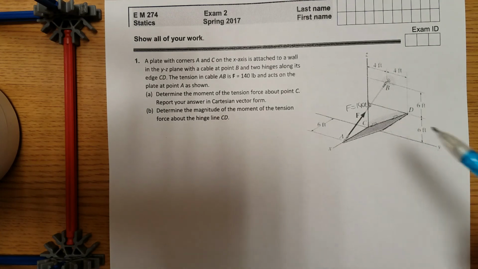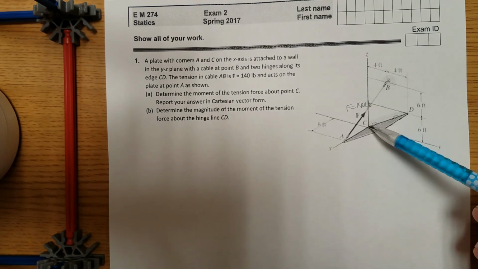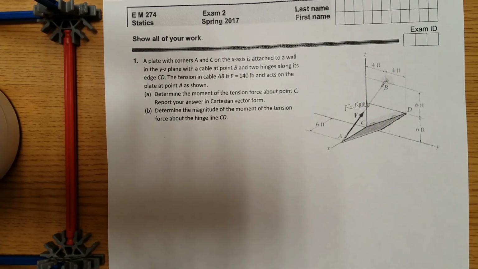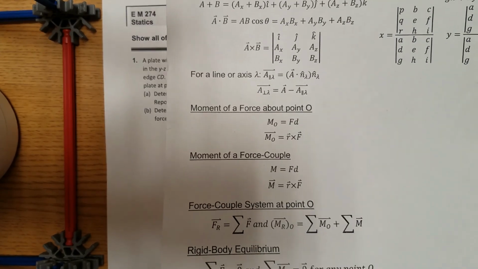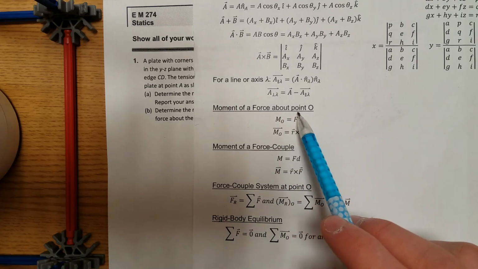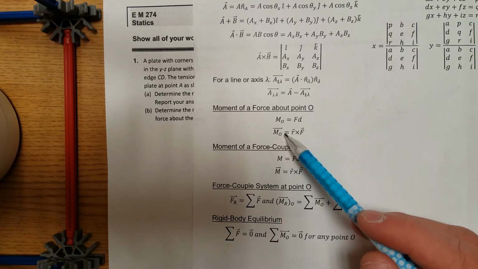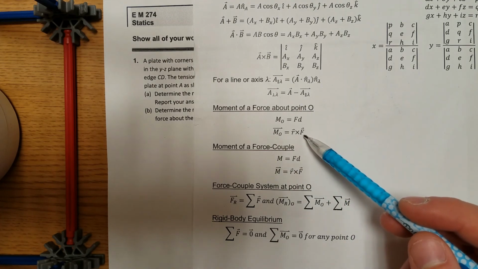Okay, so the first thing that we want to do is determine the moment of the tension force about point C and report it in Cartesian vector form. This is where you might want to take a look at your equation sheet, or you might already know. If we want to determine the moment and we're given the force, one good rule of thumb is that the moment about a point O, or any point in this situation, is equal to the position vector crossed with the force vector.